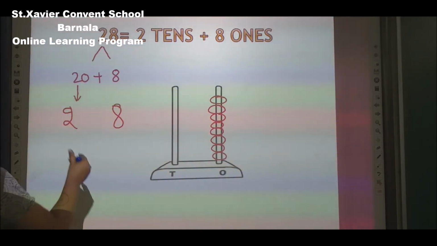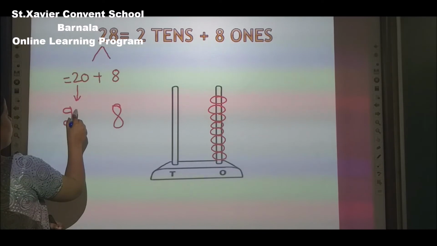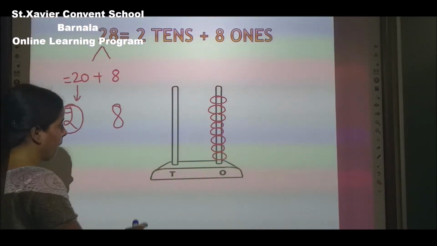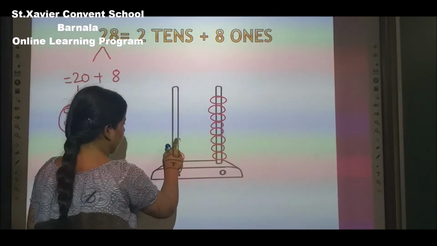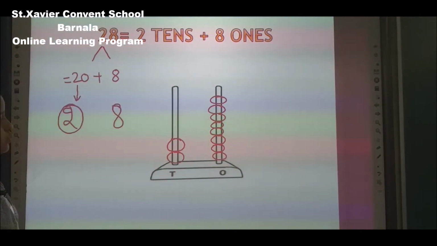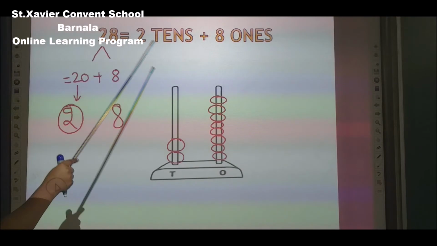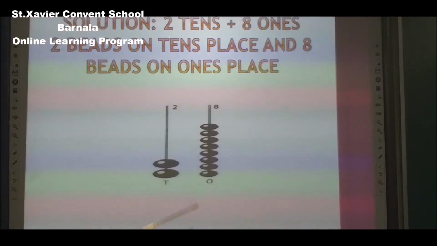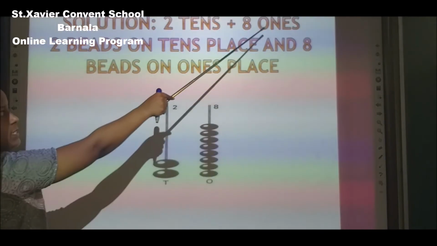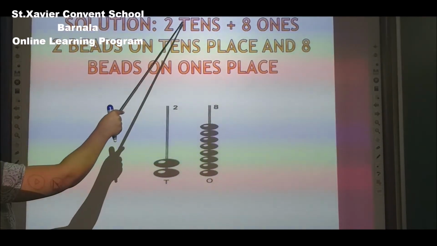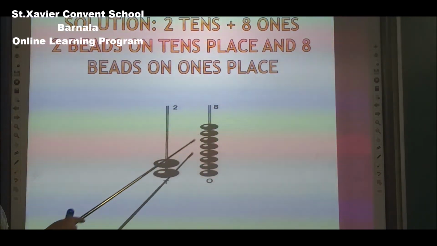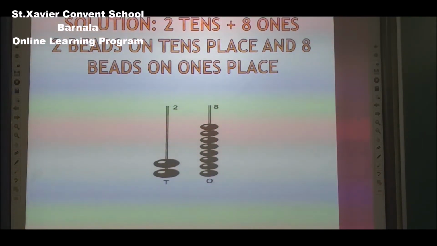20 means 2 beads are at the tens place. So 28 shows on the abacus like this. 2 tens plus 8 ones. 2 beads on the tens place, 8 beads on the ones place. So we get this result.